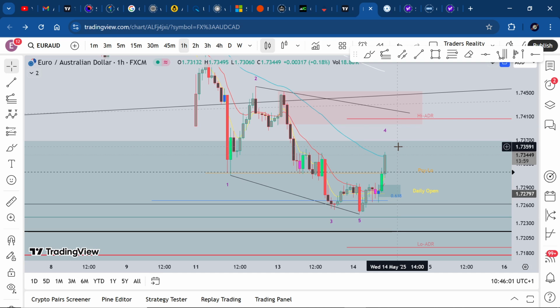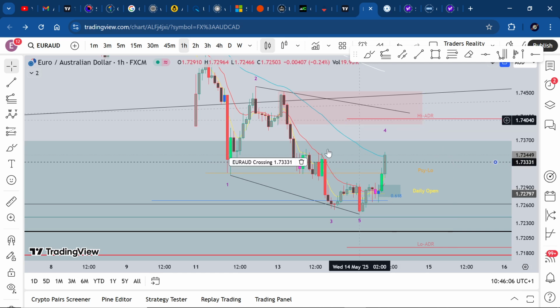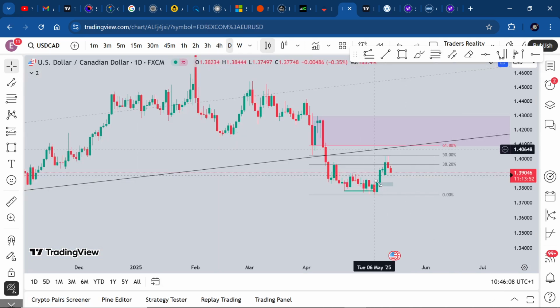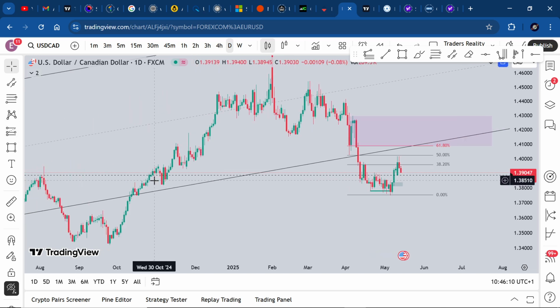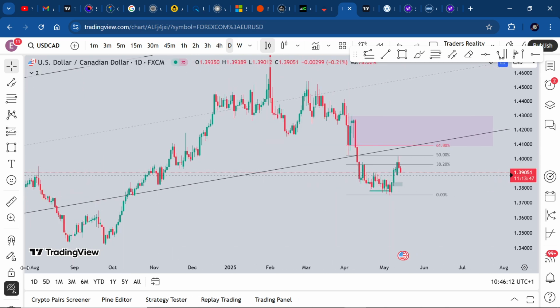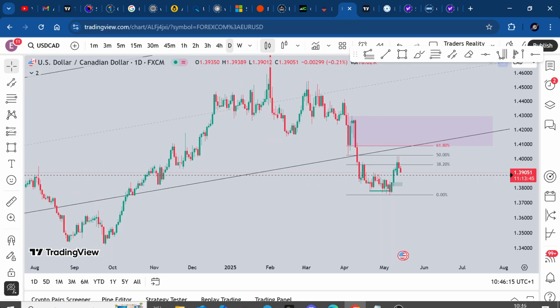Okay. So I need to be observant about what's happening around this 50 MA for EURAUD. Now back to USD CAD. USD CAD, if I just put on the indicators quickly.